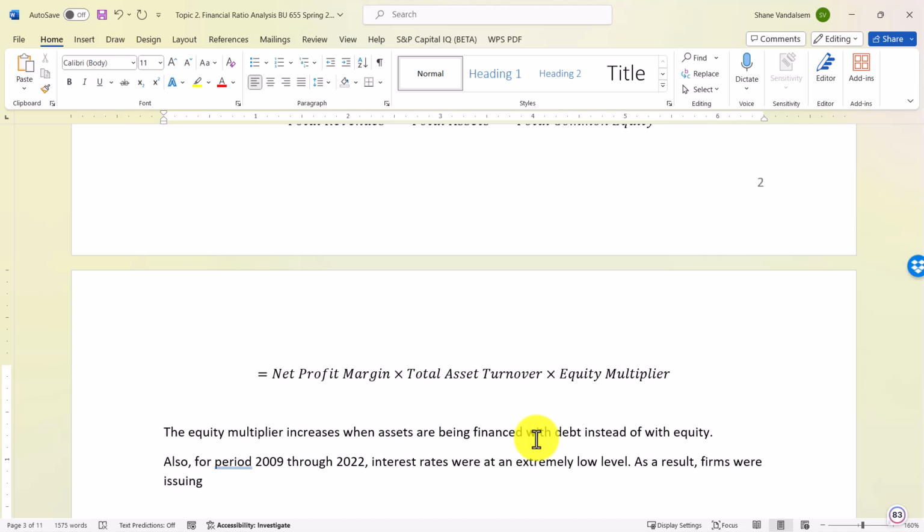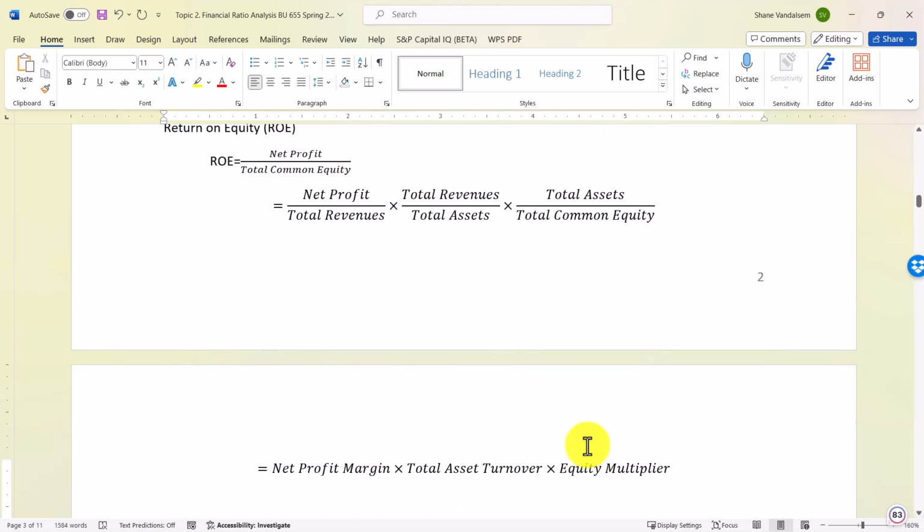And so this had a direct impact on that equity multiplier. So this had a big impact on that equity multiplier because it was shrinking the total common equity directly through stock repurchases.